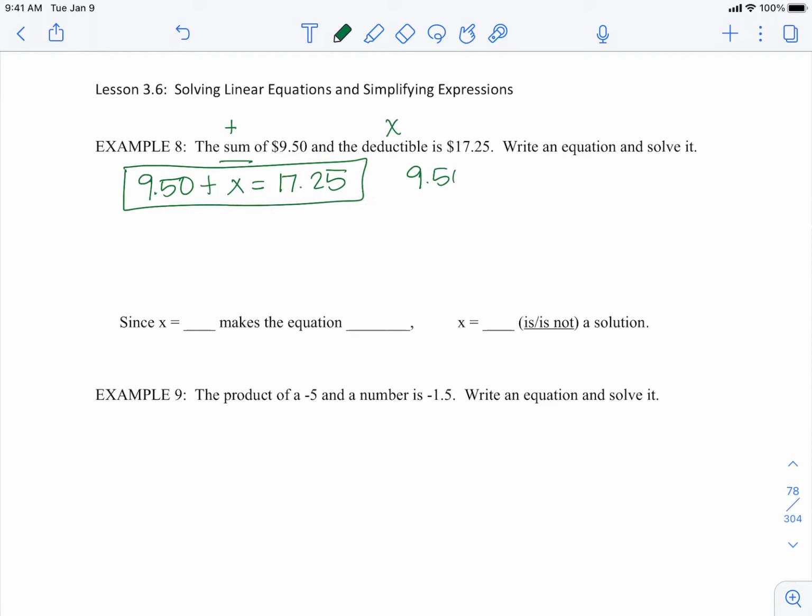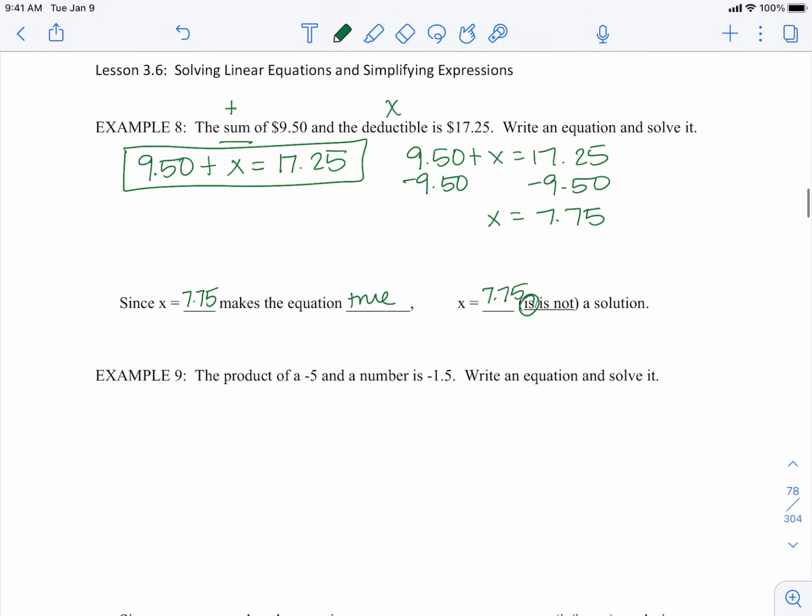I'm going to copy it over here. And so to solve, I'm going to subtract 9.50. And I get X is equal to 7.75. So since X equals 7.75 makes the equation true, X equals 7.75 is a solution.